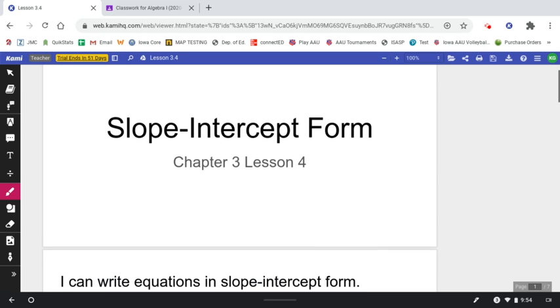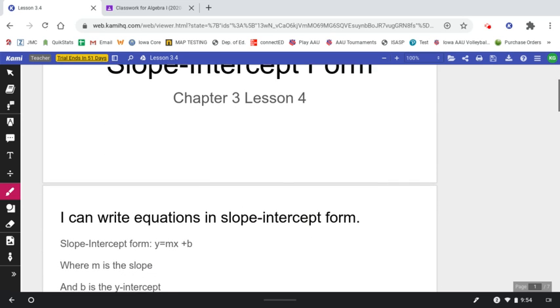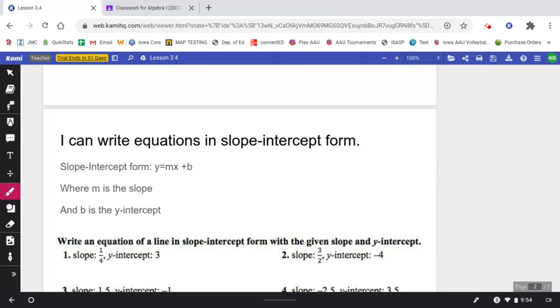Chapter 3, Lesson 4, Slope-Intercept Form. First of all, let's talk about what is slope-intercept form. Slope-intercept form is y equals mx plus b, where m is the slope and b is the y-intercept.